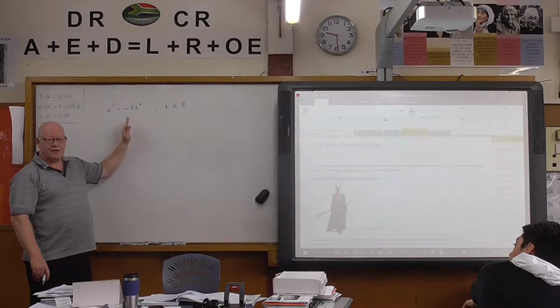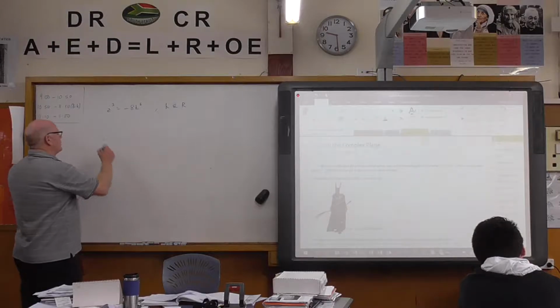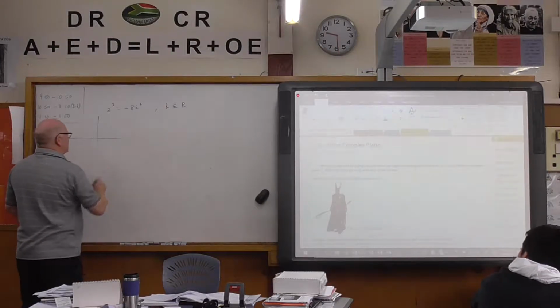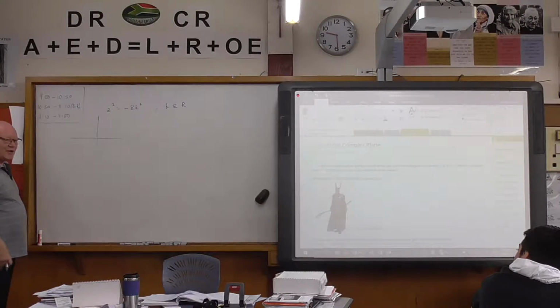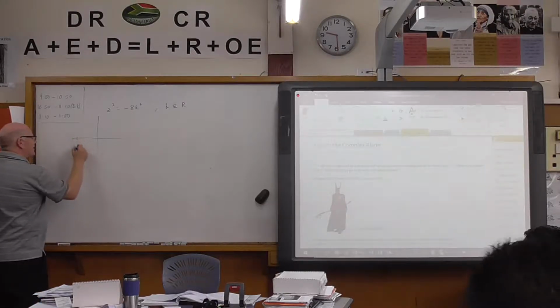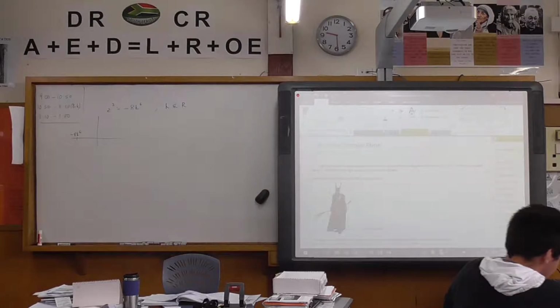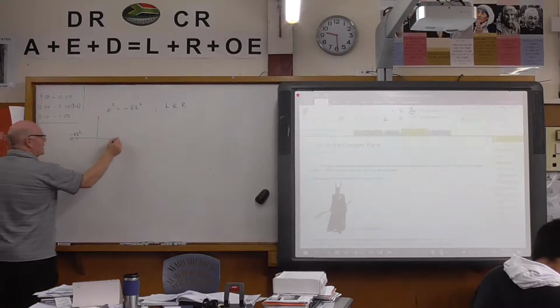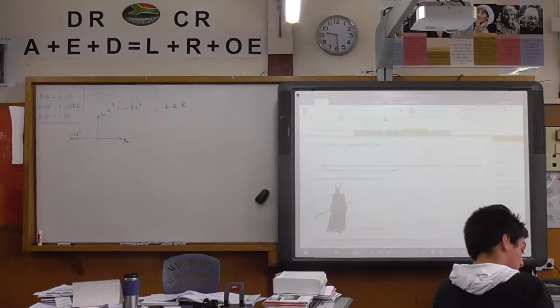Polar form. Therefore, I need a modulus and an argument. So, let's go to the Argand diagram. Negative 8k to the power of 6 on our real axis. That's where negative 8k to the power of 6 would have to be, isn't it?